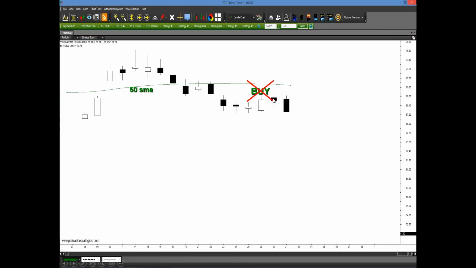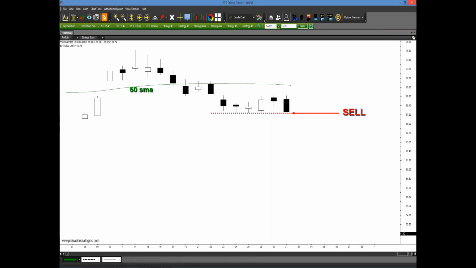And aren't you glad that you didn't buy? Because most likely you would have been stopped out. But perhaps you see this little kind of support, this mini ledge here, and you say to yourself, all right, if we break this little support, then I'm going to be a seller, okay?